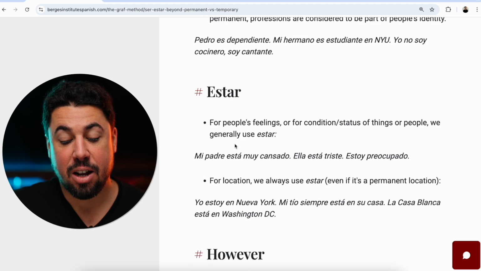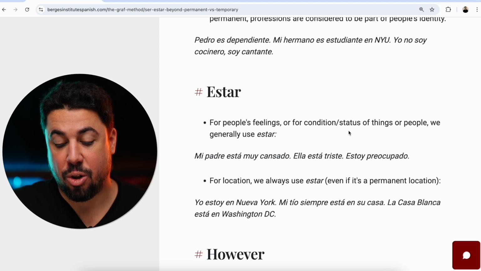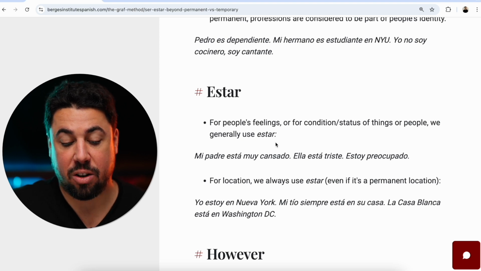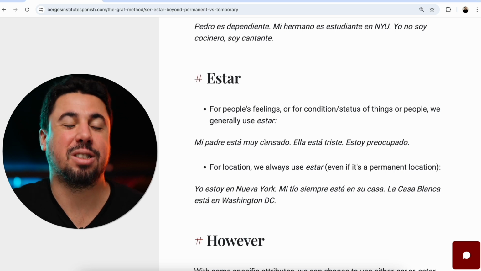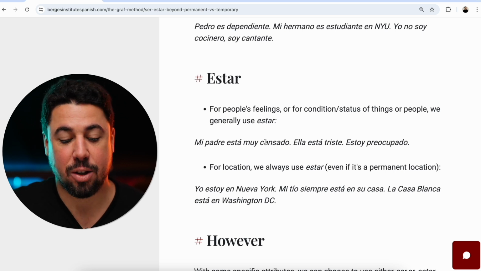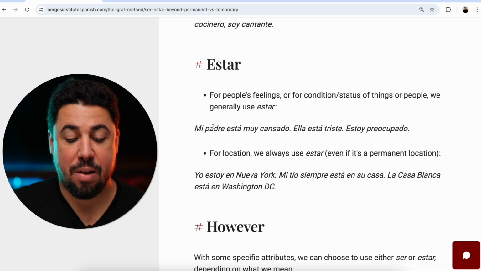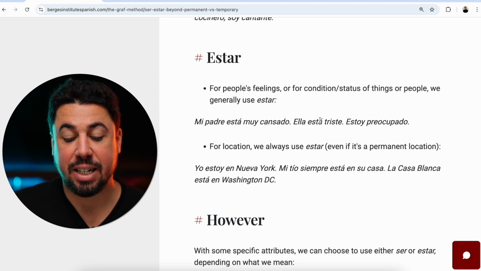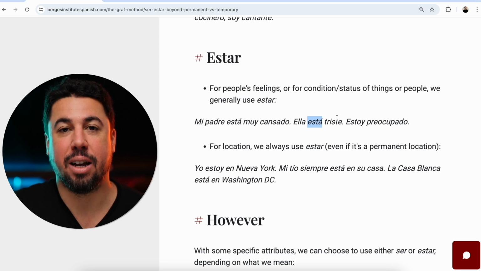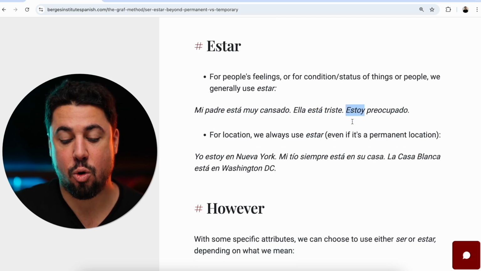And then estar. For people's feelings or for condition, status of things or people, we generally use estar. For being tired, that's a state. We can say, I'm always tired. It doesn't matter, it's still a state. So we'll use estar. My father is very tired. Mi padre está muy cansado. She is sad. Ella está triste. I am worried. Estoy preocupado.